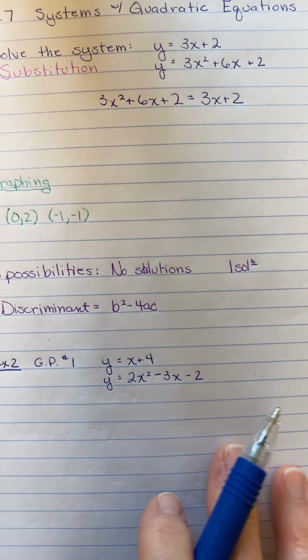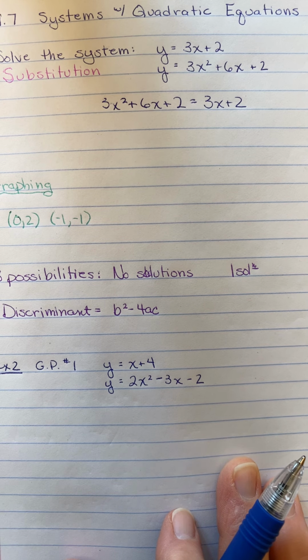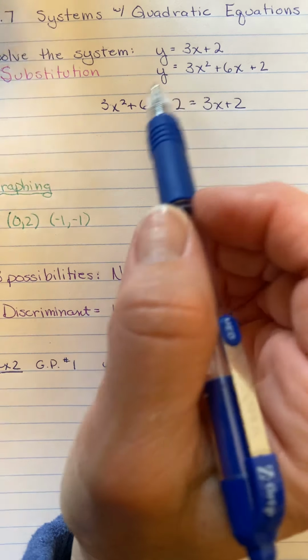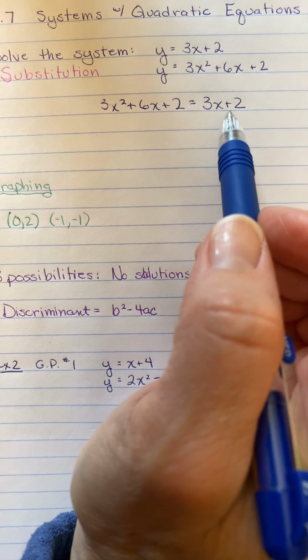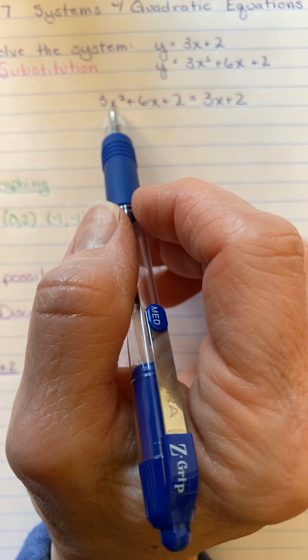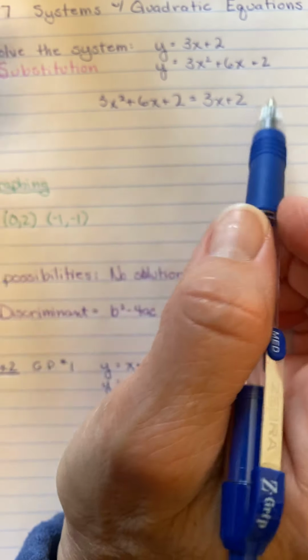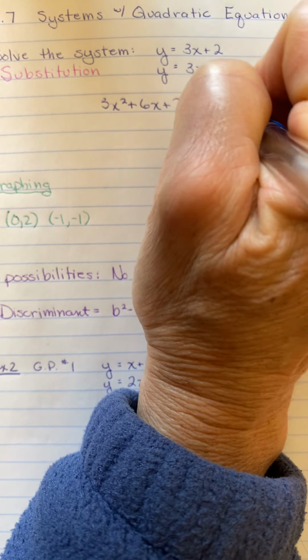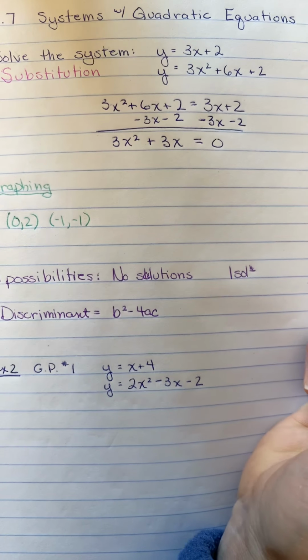All right, let's turn our minds now into solving quadratic mode. And when we solve quadratics, we want all of the terms on the left and set it equal to 0. We always do that when we have x squared terms and x terms. We always have to set it equal to 0. So let's subtract this off, minus 3x, and subtract the 2, minus 2. And we would have 3x squared plus 3x is equal to 0.